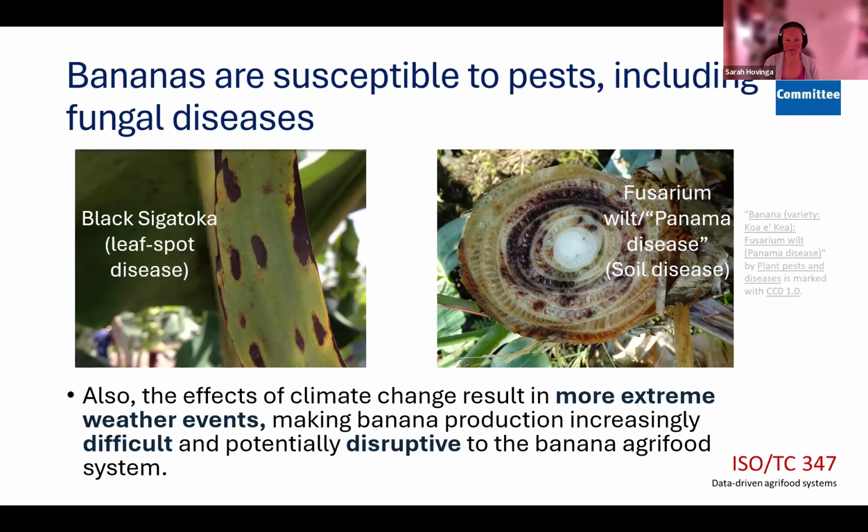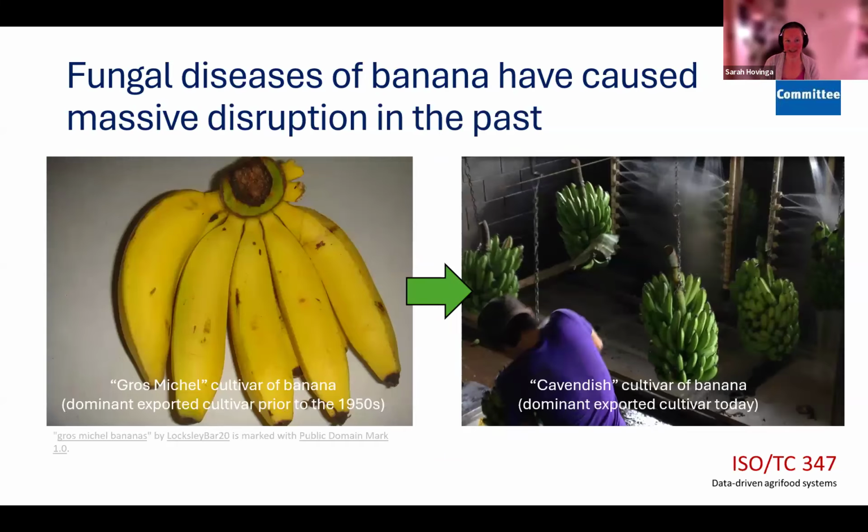And both of them are very detrimental to banana yield. And then on top of this, you also have the effects of extreme weather events that we're seeing more and more from climate change, which is really making banana production increasingly difficult and potentially disruptive to this important food supply worldwide.